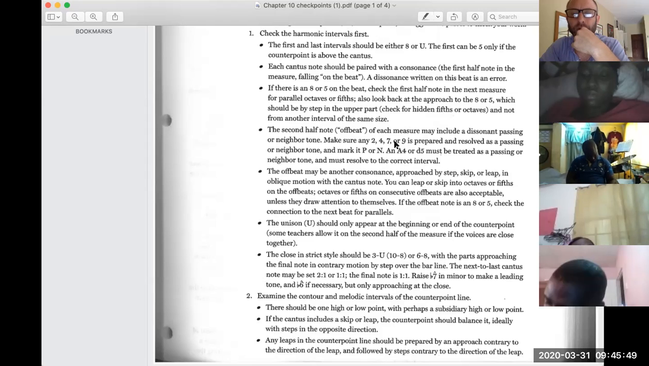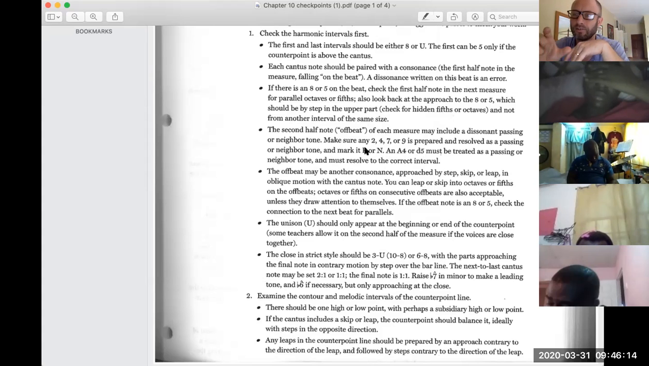So what they're saying here is that the second beat in each measure can be a second, fourth, seventh, ninth, or tritone. But if it is, it always must be moving by step. The note before it is a step away, and the note after it is a step away. No jumping in either direction. No jumping to a dissonance and no jumping away from a dissonance. It always must be step.